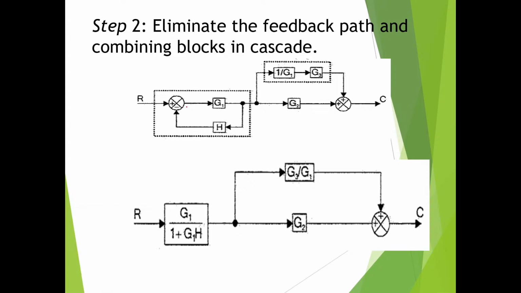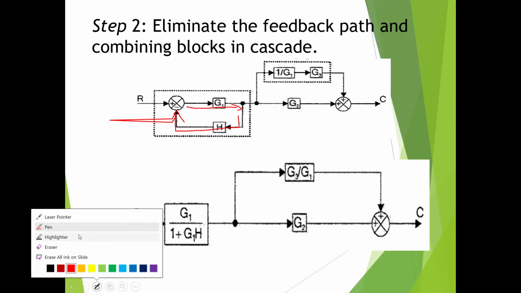If you observe here, this path. Signal flows from summing point to branch point. From branch point, signal returns back. Okay, there is a return path. If there is a return path, that means it is a feedback loop. Return path means feedback loop.